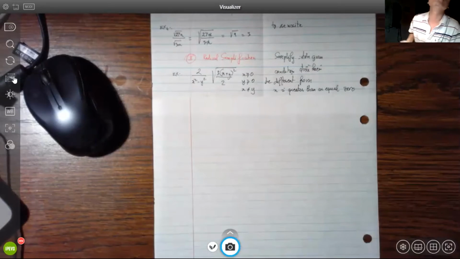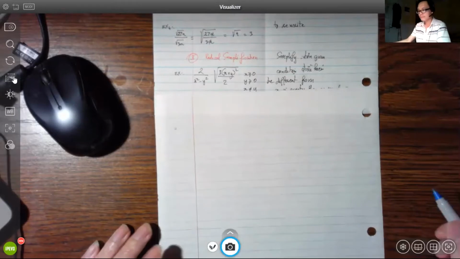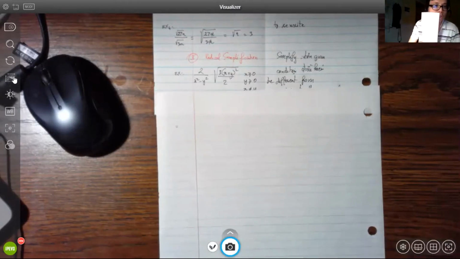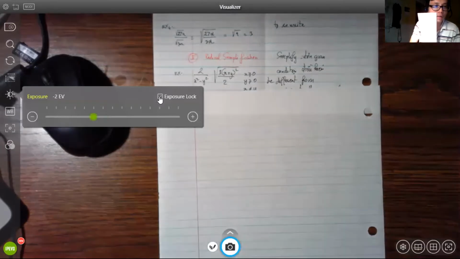Let me see. I think I'm going to use Sharpie. It's better. Okay. So by looking at this example, let me see. I can change the exposure. It's too bright, you know. Hey, I think this one is better this way, you know.